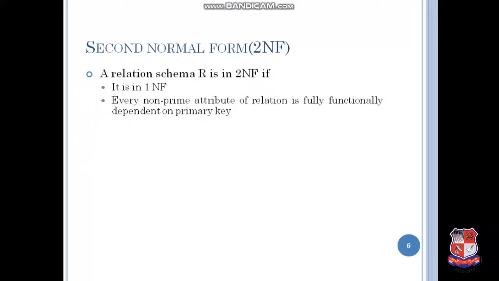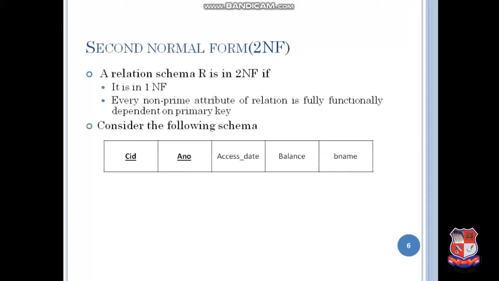Second normal form. A relation schema R is in second normal form if it is in first normal form and if every non-prime attribute of the relation is fully functionally dependent on the primary key. Consider the following schema with attributes customer ID, account number, access date, balance and branch name. Here the primary key is the combination of customer ID and account number. Clearly this schema is in first normal form as there are no composite or multi-valued attributes.